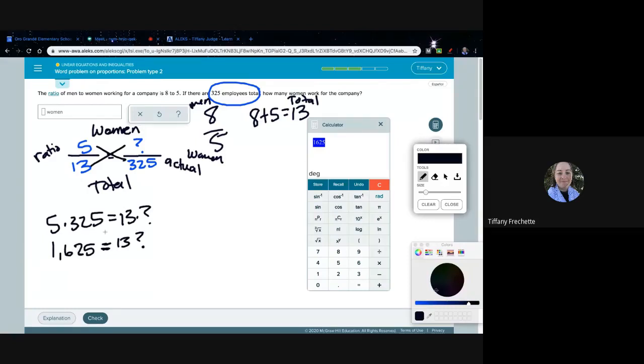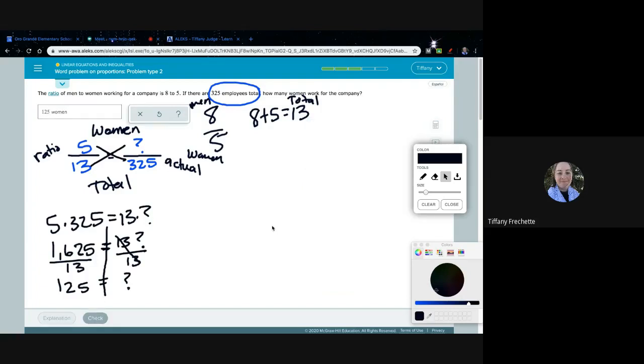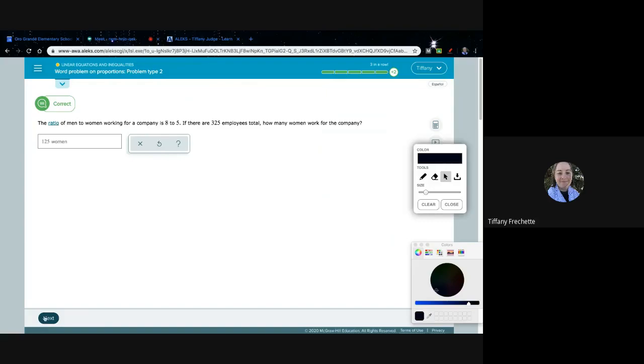All right, so now we have two sides of our equal sign. We want to get question mark by itself. So I'm going to divide by 13 on both sides. 13 divided by 13 cancels. And we get divided by 13 equals, so we get 125. So if there are 325 employees total, 125 of them are women in this case. So of course this isn't for every company. All right, we finished another one. Yay.